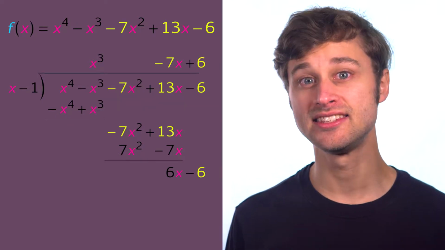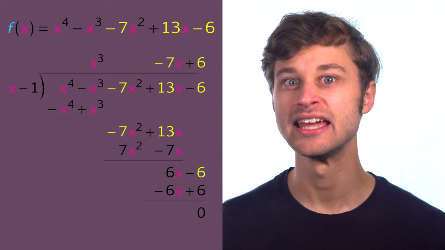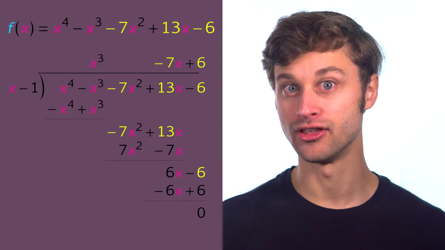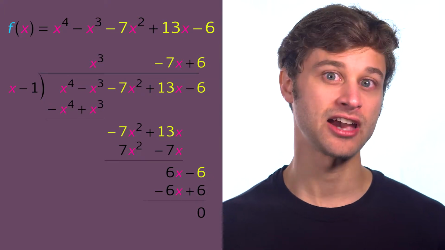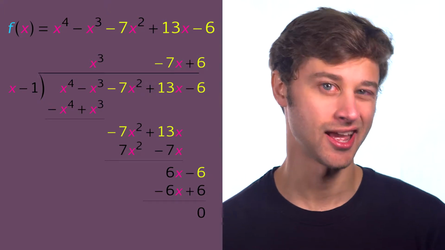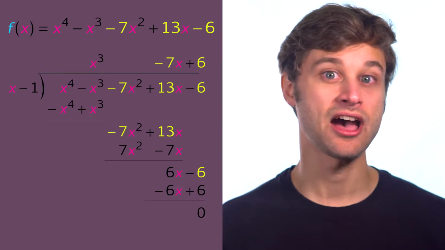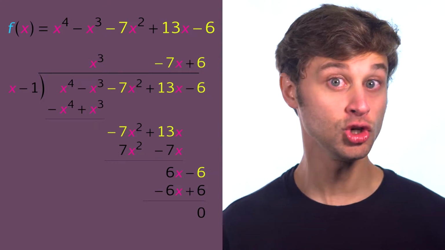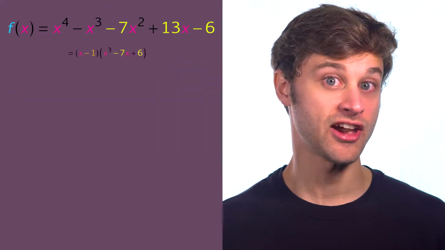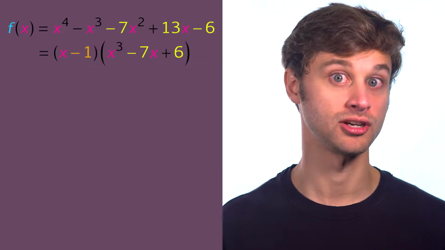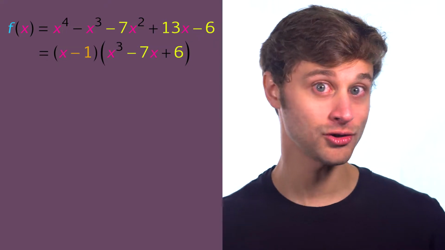If the remainder is 0, then I know my factor that I chose, in this case x minus 1, is a factor of the function. If the remainder is something that's not equal to 0, this is not a factor of the function and I need to start over. But fortunately, x minus 1 is a factor of this function, which means now that I can start factoring this cubic polynomial that I have as my quotient. I'm now left with this factorization of my original function. But now I can factor this new cubic function down to a quadratic function.